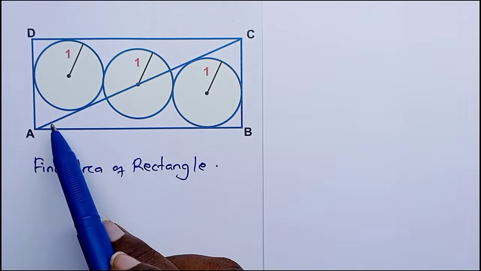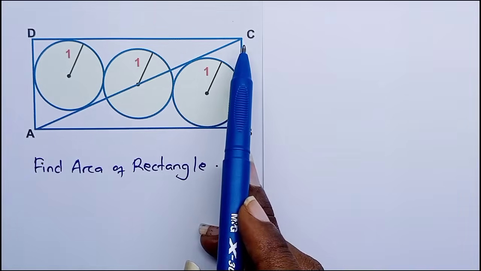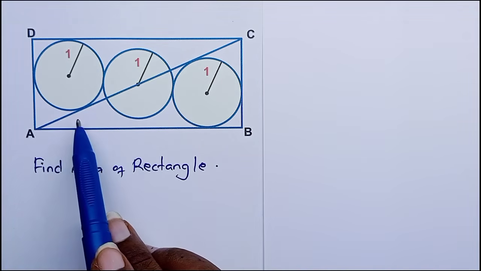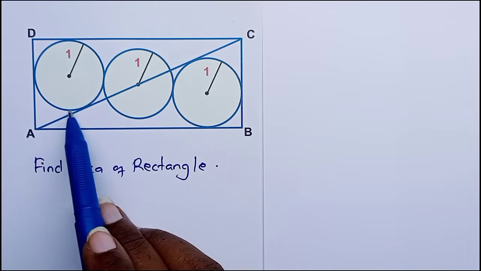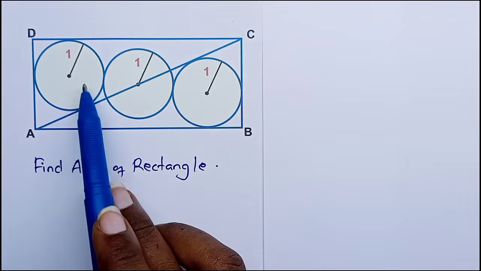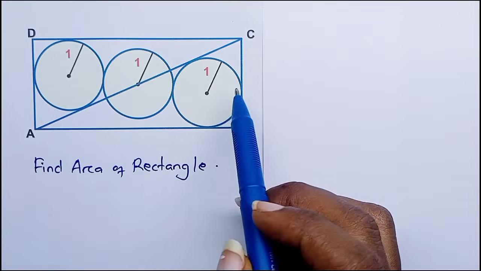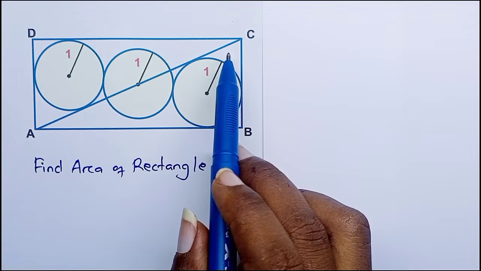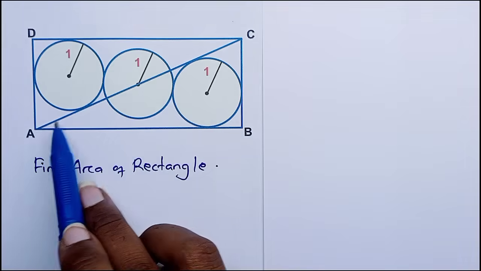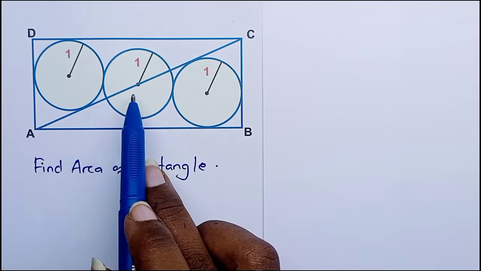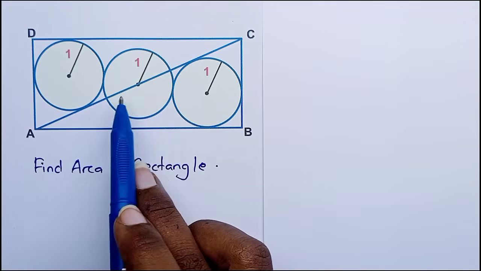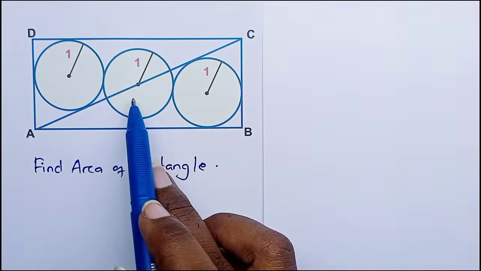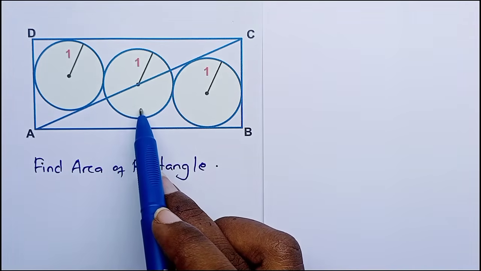Now the diagonal of the rectangle, which is AC, this diagonal is tangent to the 2 outer circles. So as you can see, it's tangent to this first outer circle and also tangent to this third outer circle. And this diagonal AC passes through the center of the middle circle, as you can see here. So this line AC is passing through the center of this middle circle.